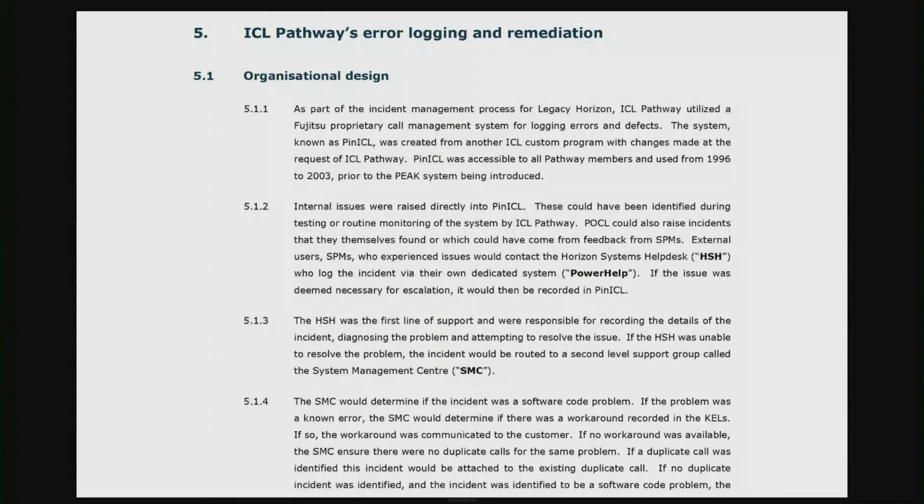Yes. You say it was created from another ICL program with changes made at the request of ICL Pathway. Is that right? Yes. It was used between 96 and 2003 prior to the peak system, about which we're going to hear in a moment, being introduced. Is that right? Yes. You explain at 5.1.2 the various ways in which a Pinnacle can be raised. Can you just explain those to us, please? Certainly. Pinnacle could have been raised through internal testing or monitoring.